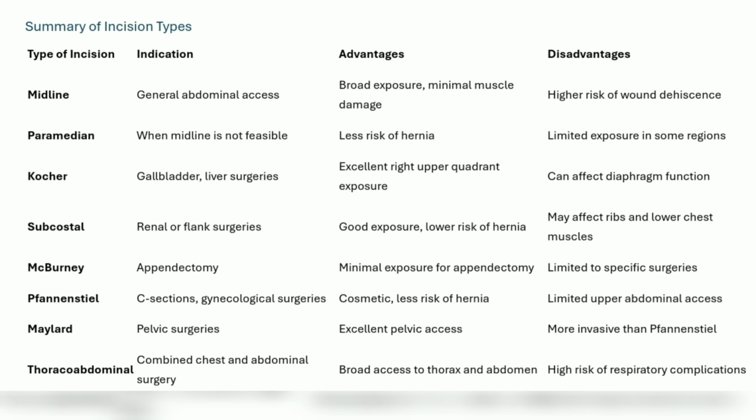Thoracoabdominal incision. Used in combined chest and abdominal surgery. Broad access to the thorax and abdomen but has a high risk of respiratory complications. Thanks for watching. Hope you understand.